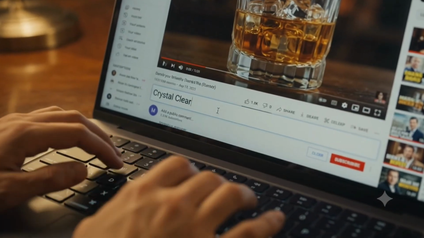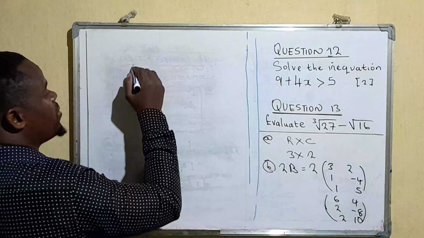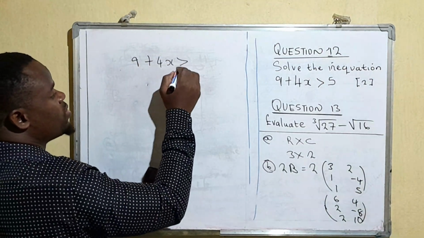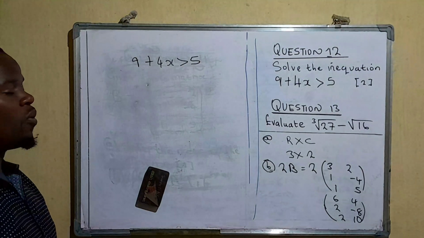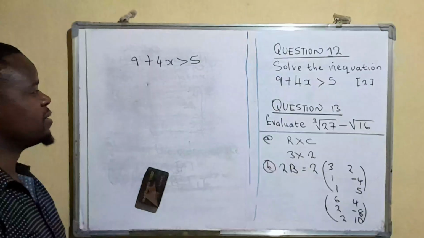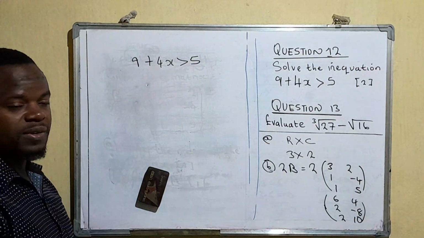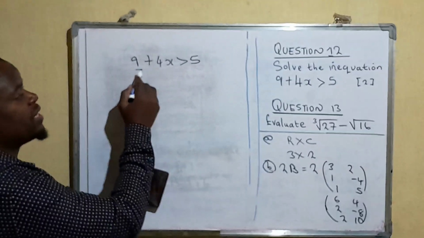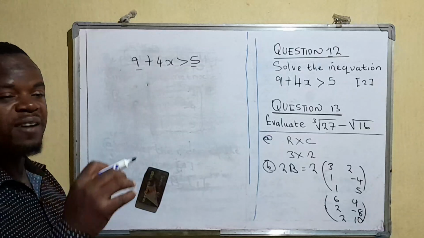The second question reads, solve the inequation. So I'm going to pull out the inequation and I'll write it here. 9 plus 4x is greater than 5. 2 marks. So what you need to do first of all is you look for like terms in the inequation, right? So we have 9 plus 4x, we have a 5. This one and that one are like terms. So what do we have to do?